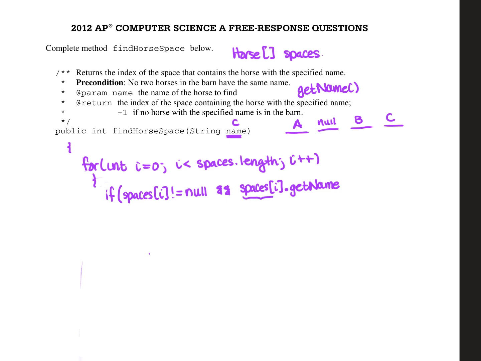So this right here is grabbing our horse. This right here is getting its name. And then we need to know if it dot equals the name we passed in. So if that's true, then we're going to return i. If we make it all the way through the loop without finding a horse, you're going to return -1.